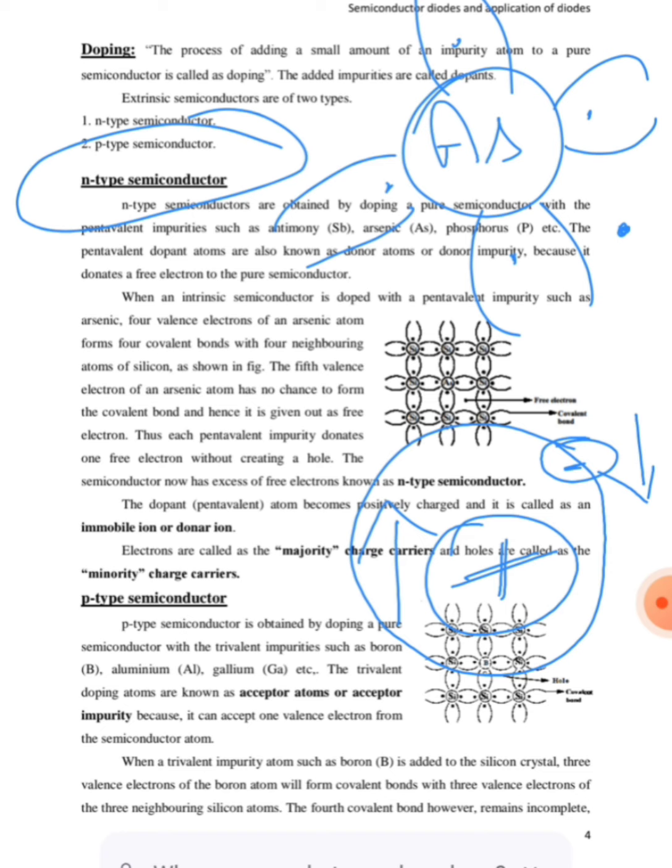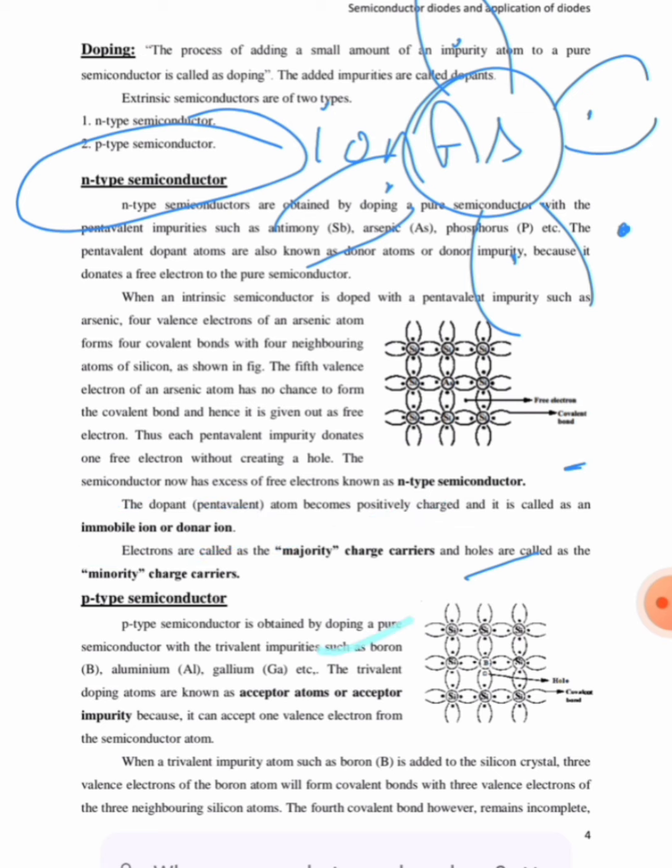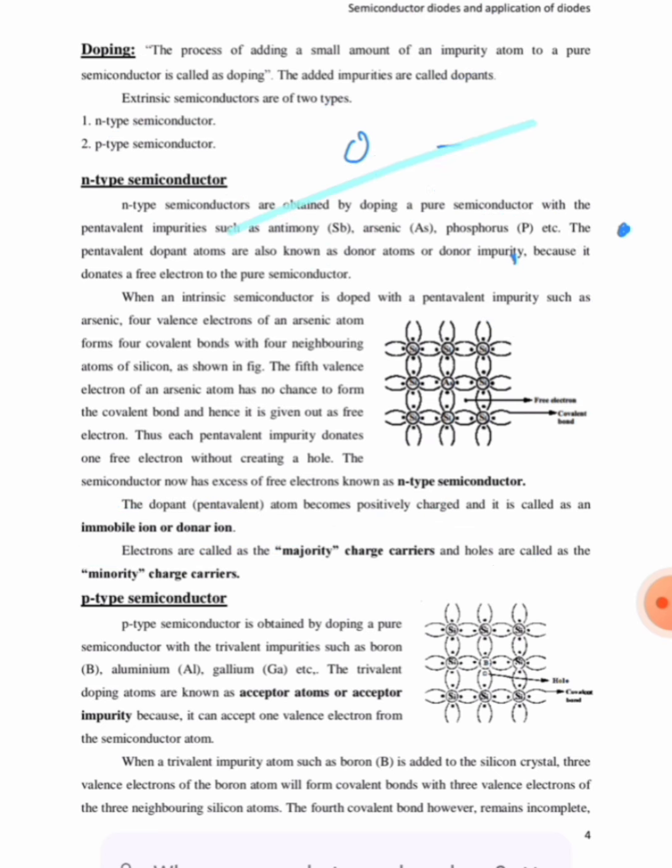Now this atom will be called an immobile ion or a donor ion. The atom has lost an electron, in this arsenic case. Now this atom will be called an ion. So this is called a donor ion because it has donated one of its electrons to the semiconductor. That is, one electron is being donated to the crystal lattice structure. So it is called a donor ion, and these ions will be immobile, that is, they cannot move, because they are tightly bonded with their neighboring silicon atoms.